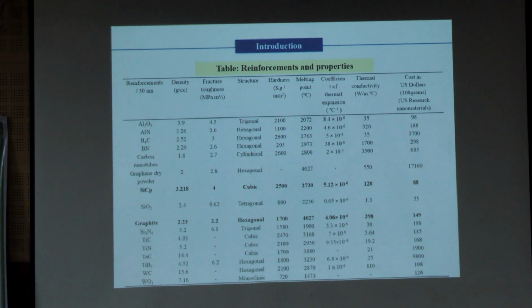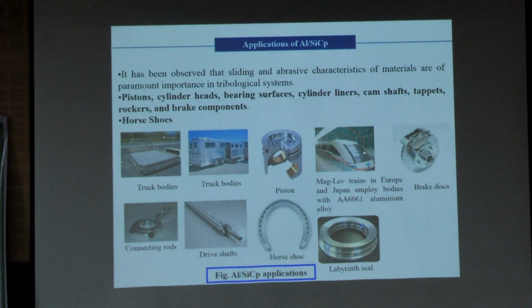So if you are using it for high temperature applications, then you can select the high melting point reinforcement, or if you want maybe more heat transfer, then we select the high thermal conductivity materials. Like that, depends on the application we select the reinforcement. So these are all the applications where we use metal matrix nanocomposites.